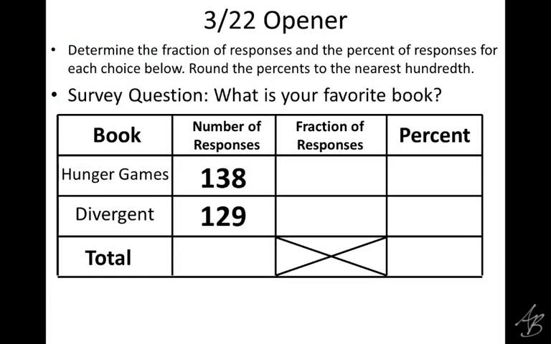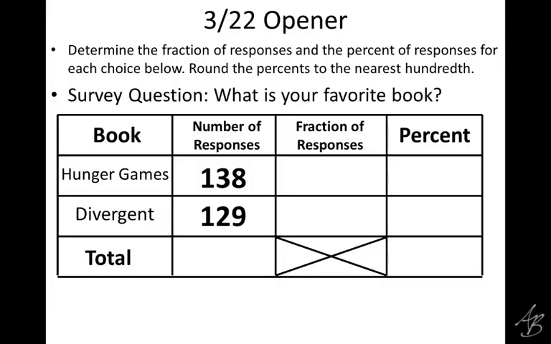So we had a survey. This is a survey I took a few years ago about students' favorite book between these two. Actually, series, I should say. Between the Hunger Games series and the Divergent series. We want to know, using these results, what are the percentages that students said Hunger Games was their favorite book series and Divergent was their favorite book series. So how am I going to figure that out? Where am I going to start here?